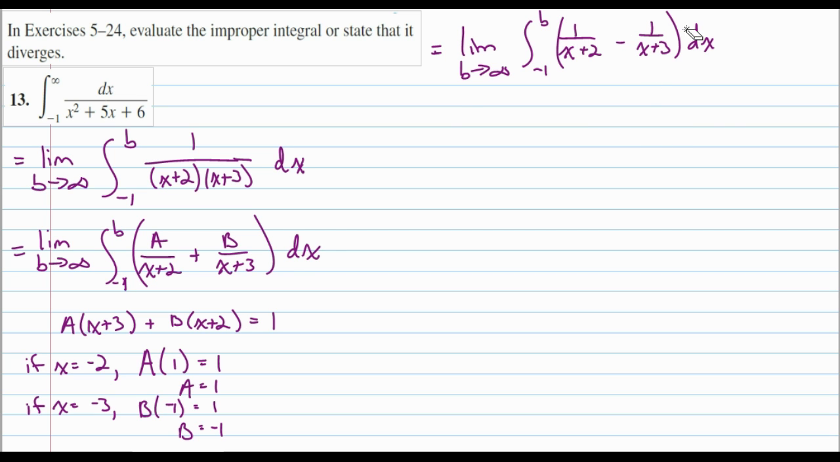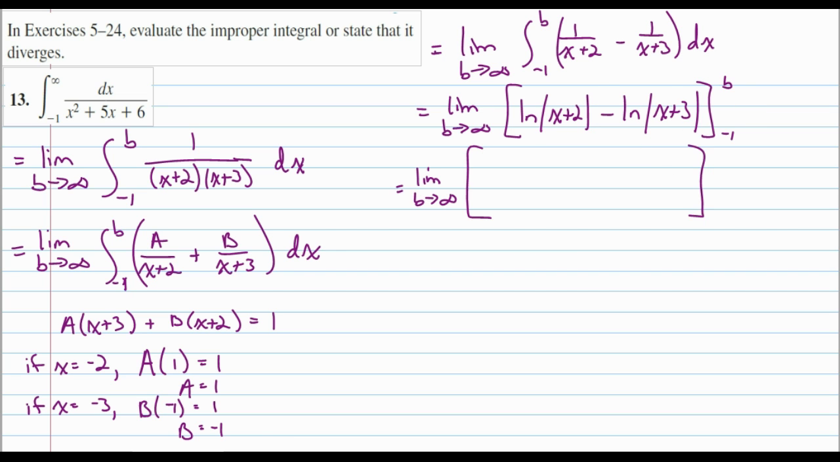So now I'm going to take the antiderivative. This time we need to use absolute value because we do have some negative numbers in our antiderivative. Our lower bound, or lower limit of integration, is negative 1. And then minus the natural log of, again, absolute value of x plus 3. So now I have an expression I can use the fundamental theorem part 2 on.